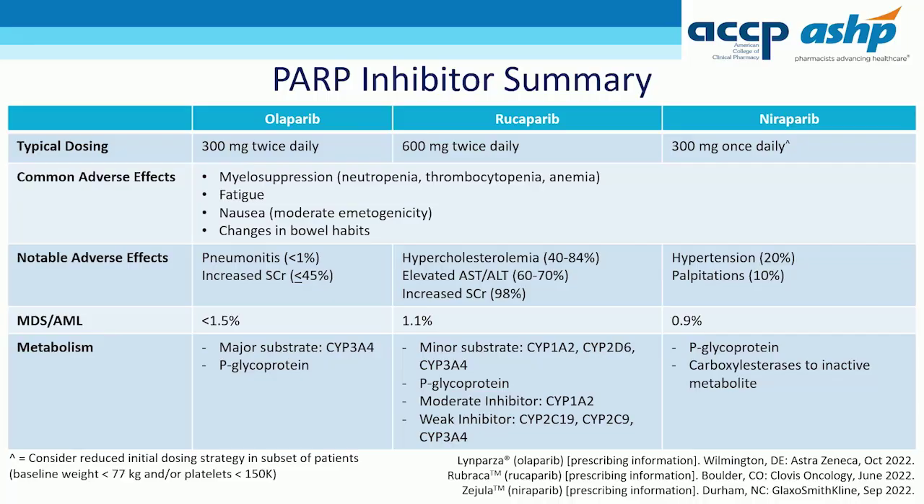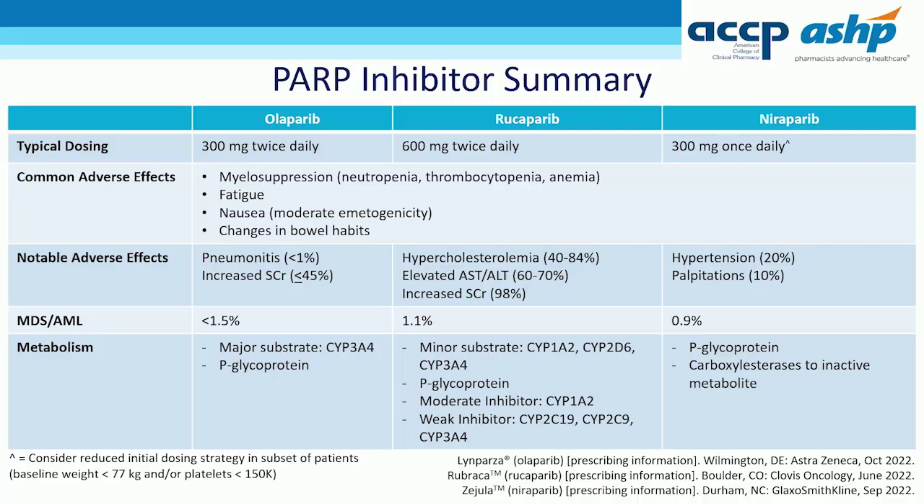The risk of MDS and AML is there across the board. Depending on which trial you're looking at, it's usually somewhere right around 1 to 2% of patients that can develop MDS or AML. In terms of metabolism, the key thing to remember is olaparib is cleared.